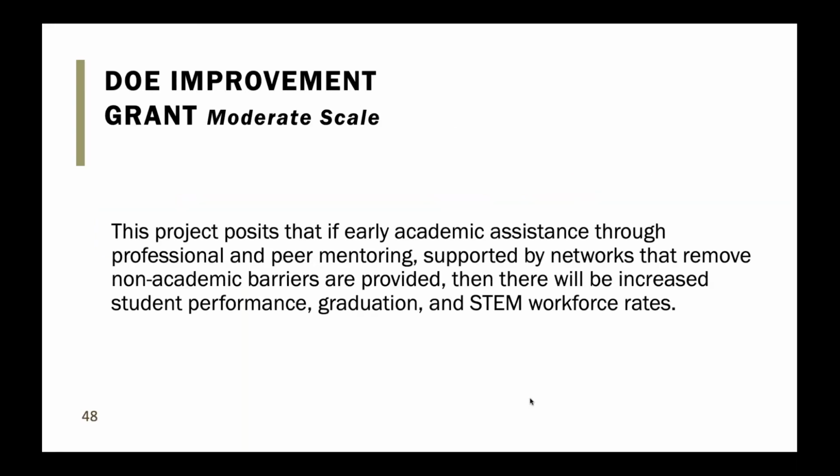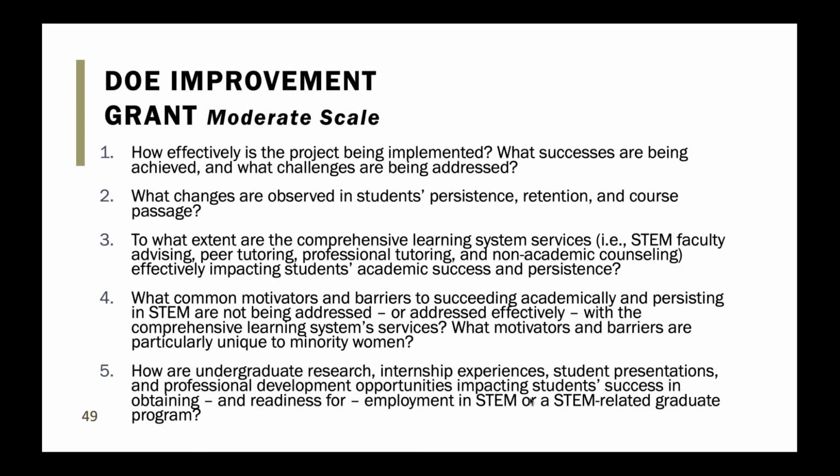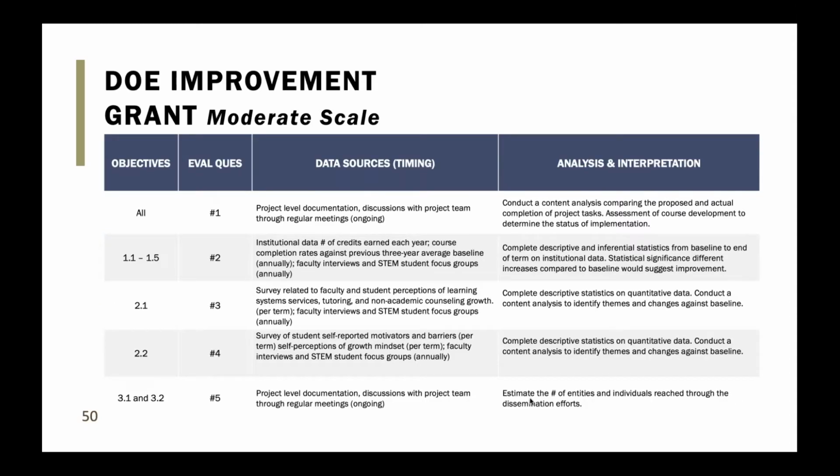And so let's give an example by first stepping back with this one project, the Department of Education Improvement Grant. This is reiterating what that theory of change was. Again, removing the non-academic barriers to increase student performance, graduation, and STEM rates. Then these were the evaluation questions that we articulated, and this is available in the recording of the webinar. And then this is how this all got linked together.